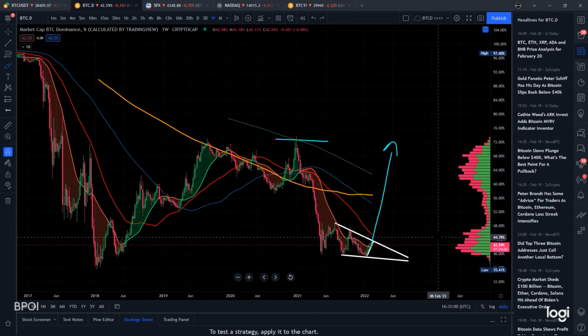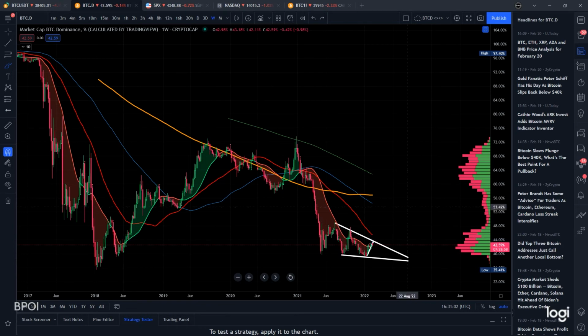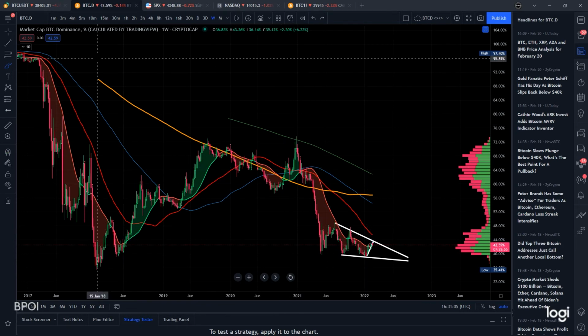And when that happens, altcoin season, and this is where we make our money. We've been waiting for this for months and months, since last summer. I think we've been waiting for a decent altcoin season. It's just not happening at all.